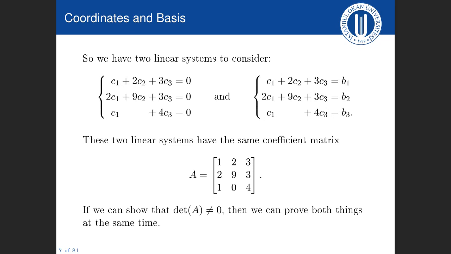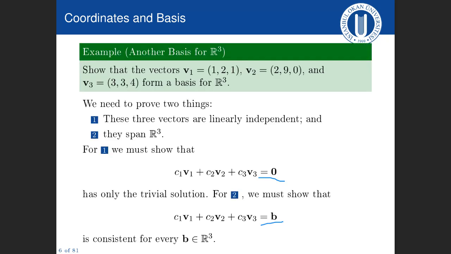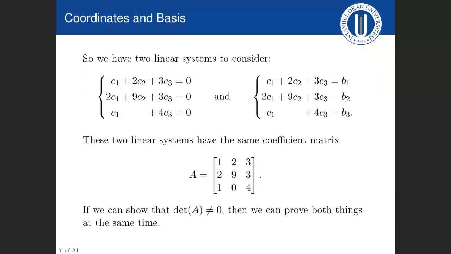These two linear systems have the same coefficient matrix, of course, because it's the same vectors. If I go back, the first vector is (1, 2, 1). So the first column of our matrix is 1, 2, 1. The second column of our matrix is the second vector, and the third column of our matrix is the third vector. If we can show the determinant of A is not equal to 0, then we can prove both things at the same time.